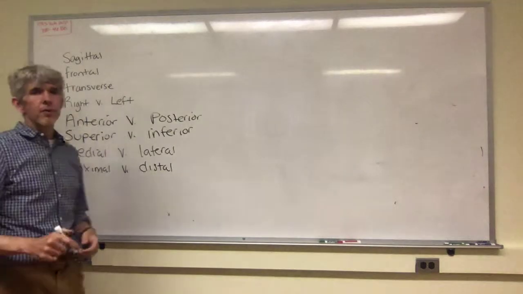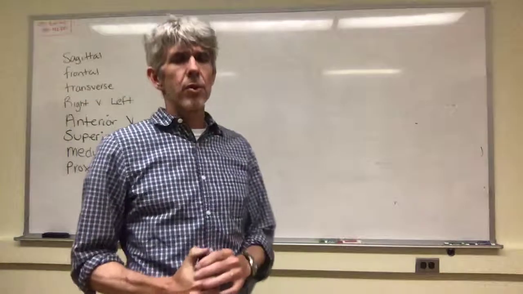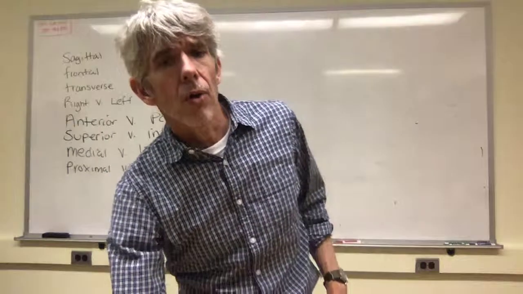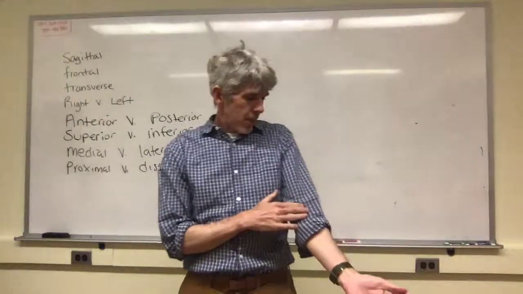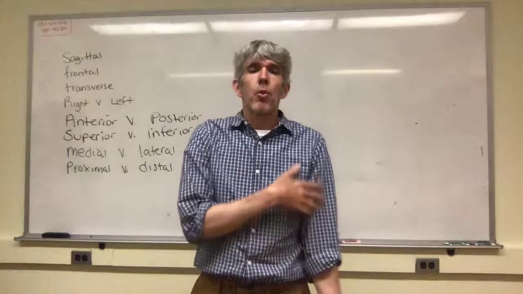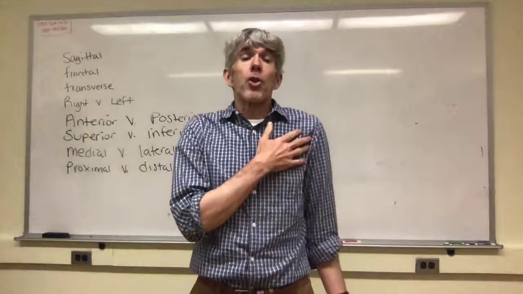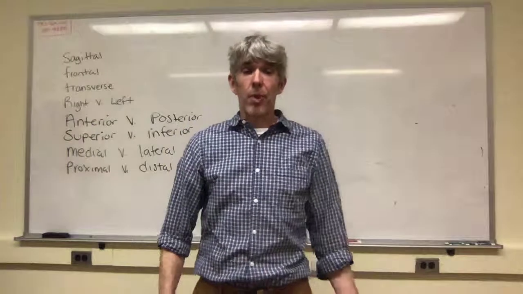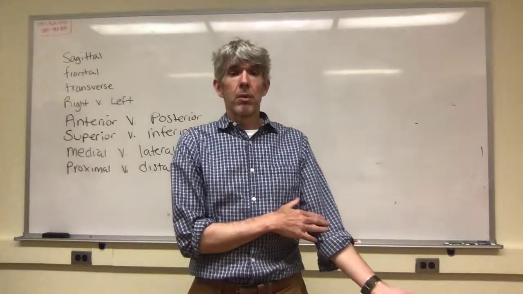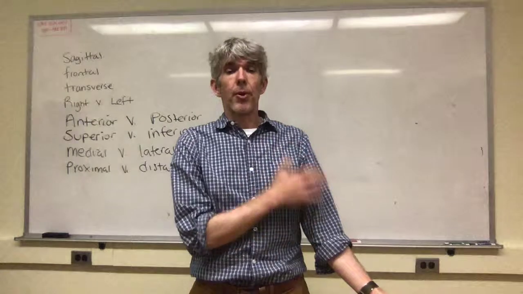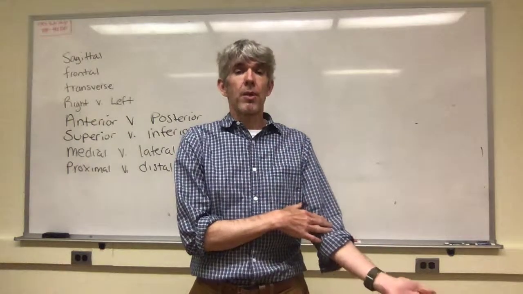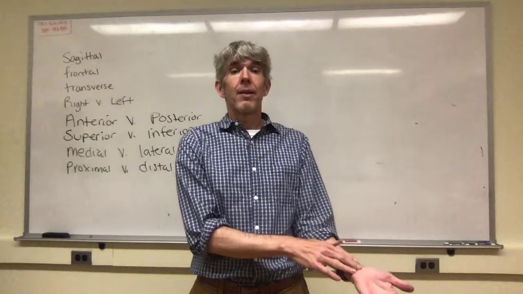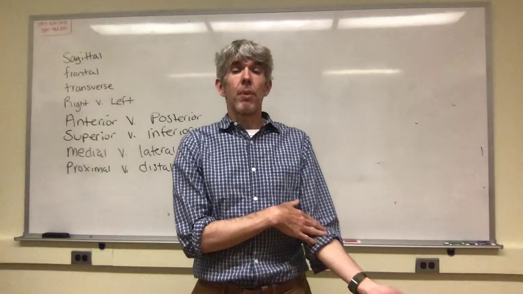All right, proximal versus distal. Proximal and distal are used a lot in the limbs or any kind of elongate structure. Proximal is toward the origin of that structure, and distal is away from the origin of that structure. So my elbow is distal to my shoulder, but my elbow is proximal to my wrist. My wrist is distal to my elbow.